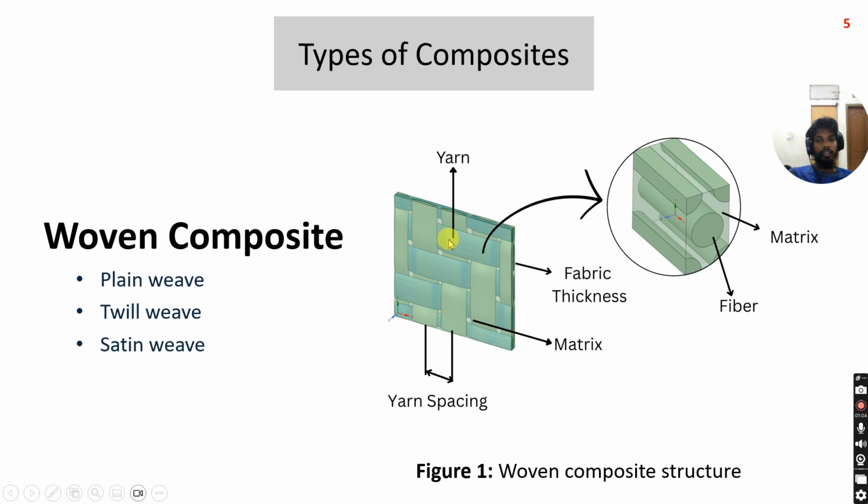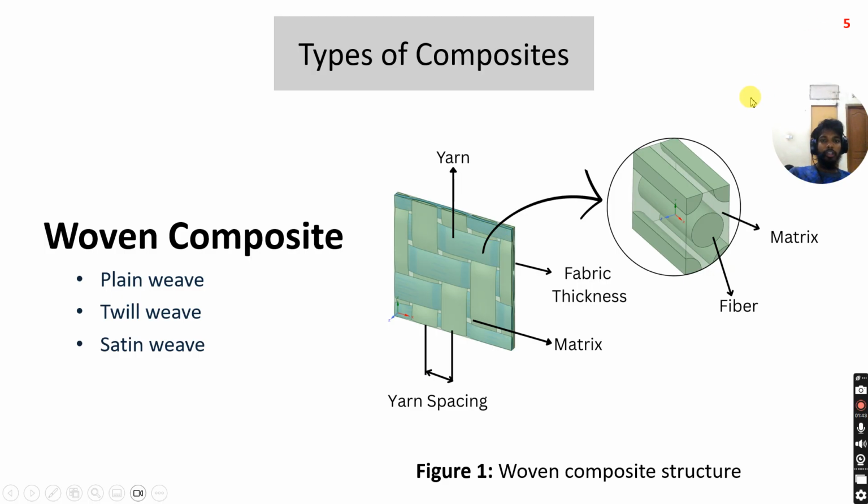That is called yarn, and this yarn is also made of fiber and matrix, and that is unidirectional. And these yarns are interlocking with each other. The horizontal yarn is called warp, and the vertical yarn is called weft. So the warp and weft are interlocking to create a woven composite, and the center to center distance between two adjacent yarns is called yarn spacing, and the thickness of the overall fabric is called fabric thickness. So this is our basics of woven composite.